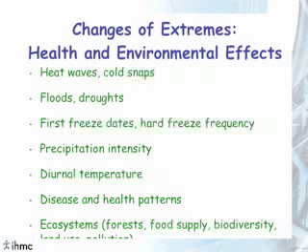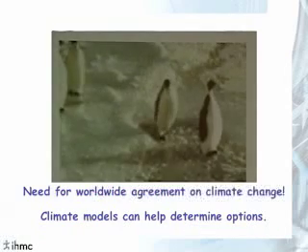We can expect disease and health patterns will change. For example, many of the diseases that you've heard about, West Nile and other ones, are temperature-dependent diseases. So as the system warms up, we're going to have more tropical types of diseases moving into mid-latitudes. And of course, ecosystem changes. Forests, food supply, biodiversity, land use, and pollution are all factors which we'll have to face in the future.